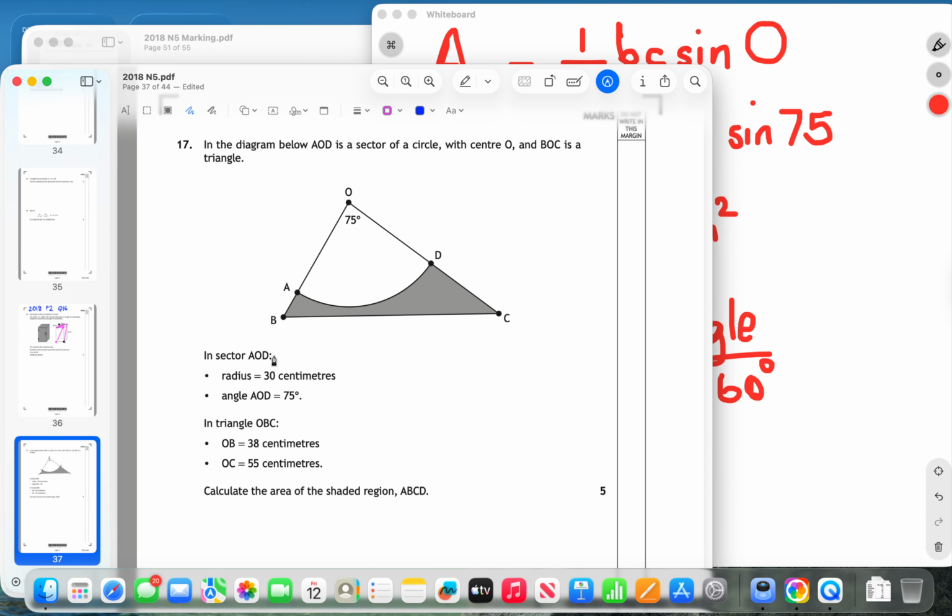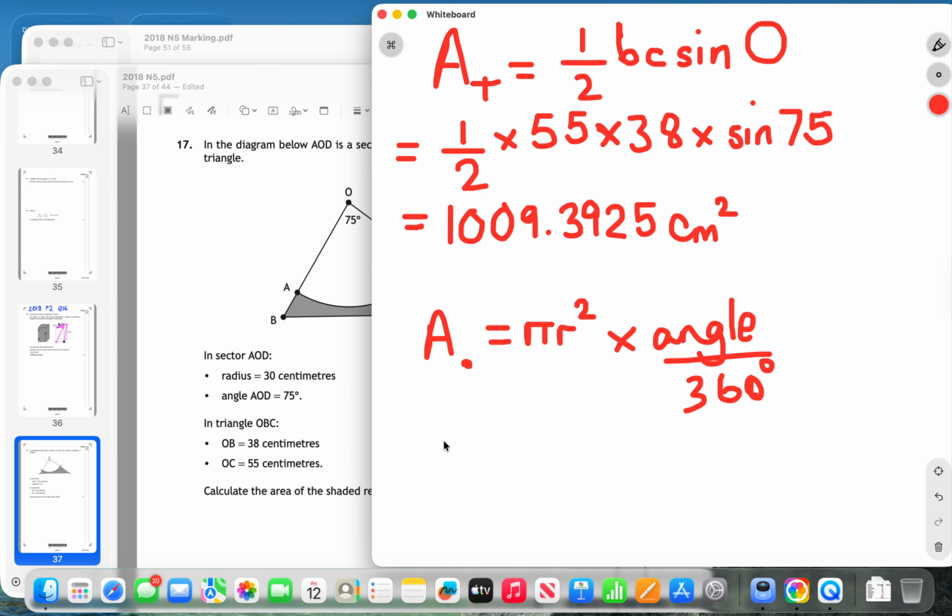So we find that in the sector AOD, the radius is 30. Do not put 38 or 55 because those are the sides of the triangle, and for the purposes of finding the area of the sector, they're irrelevant. So you put pi times 30 squared times 75 over 360.